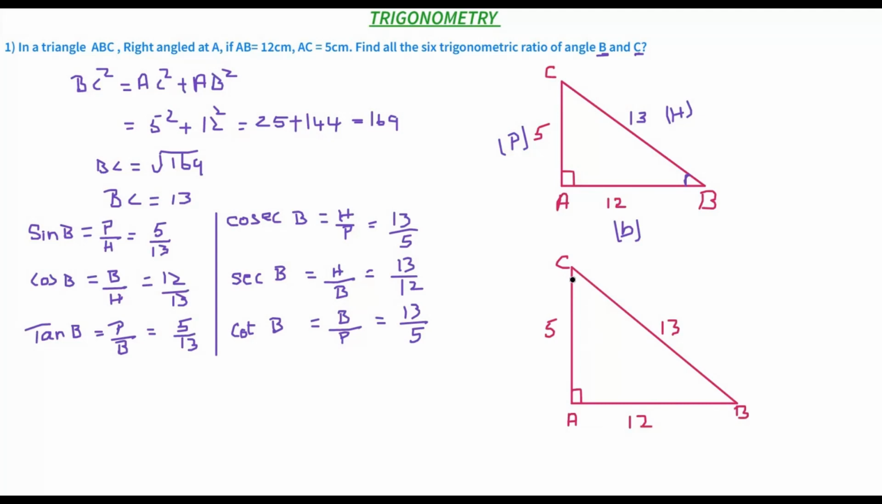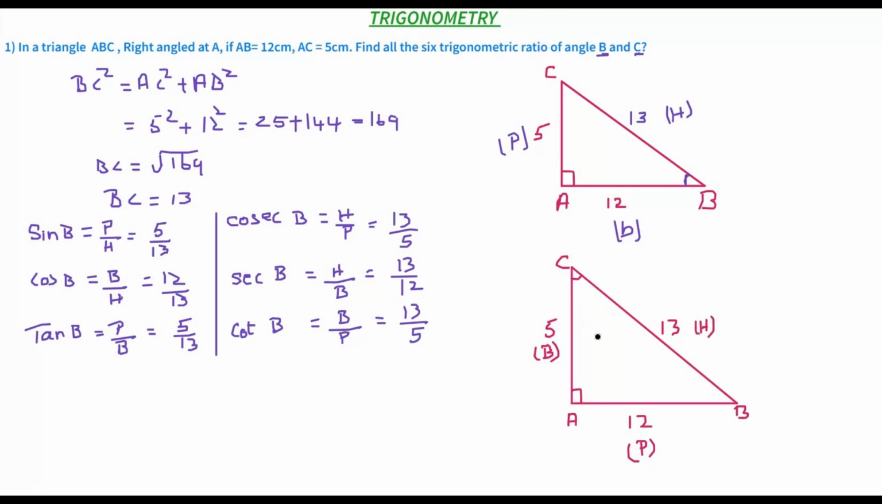Now we have to see the reference angle C. So for the reference angle C, which is the perpendicular, which is the opposite side, the 12 is the opposite side. So this is our perpendicular here. And the alternate side, that is 5, is our base. And this is our hypotenuse.